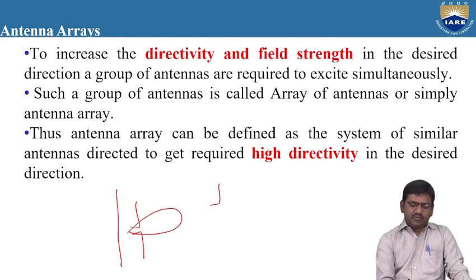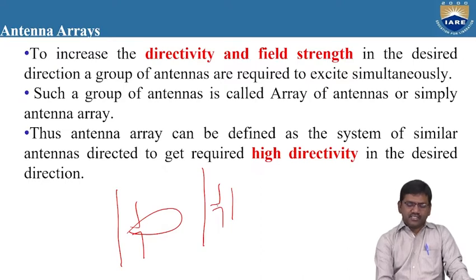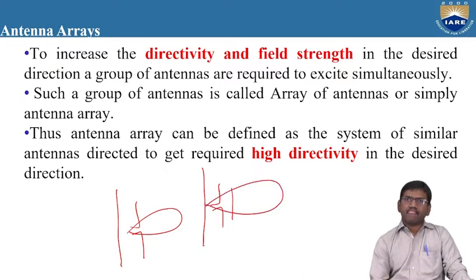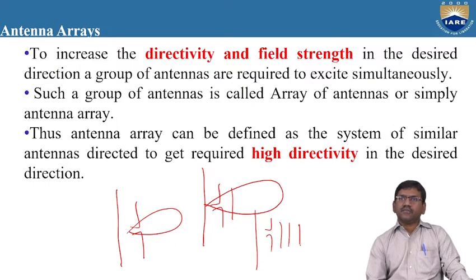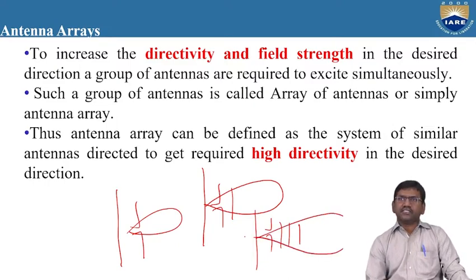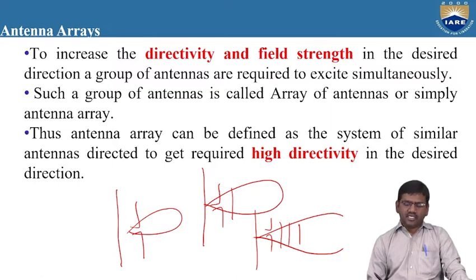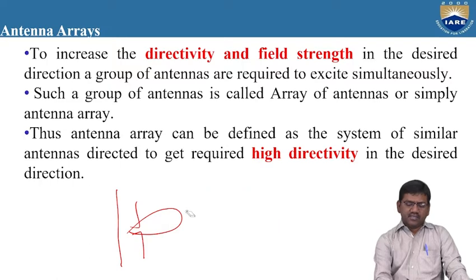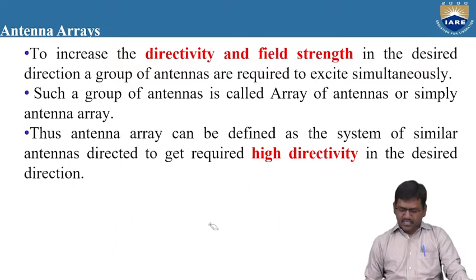And if you place one director, the radiation efficiency is increased for the distance. If you place two more directors here, and if you place three more directors here, the radiation efficiency will be increased to a larger extent. That means the more elements you place in an array, the higher directivity can be achieved in one particular direction, or in the desired direction. So this is one of the basic advantages of the antenna array.